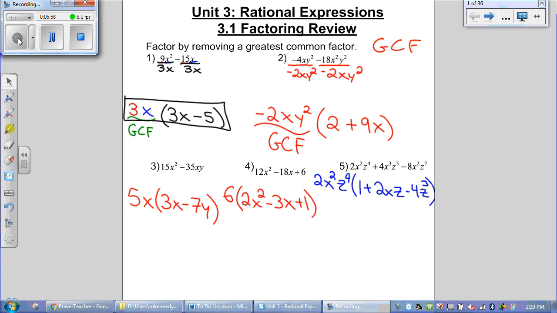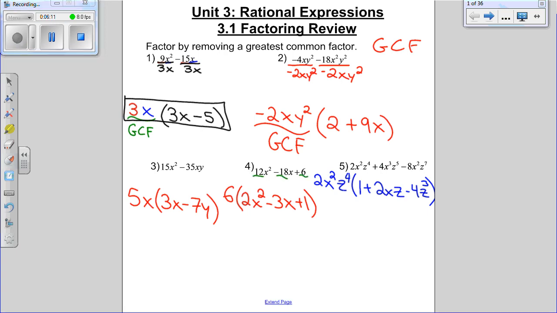The next one, though, has something a little bit tricky to it, and it's the fact that you can't take out any letters. You can take a 6 out of all three of those numbers, 12, 18, and 6. However, you can't take an x out because you can't take an x out of all the terms. This is a trinomial. You need to be able to take an x out of all three terms to make that work. You can't, so you can't take out the x.